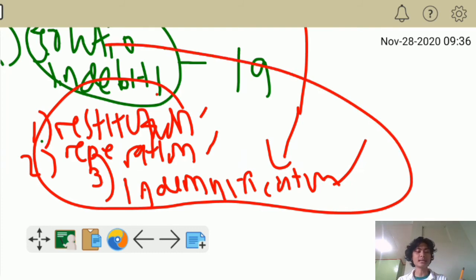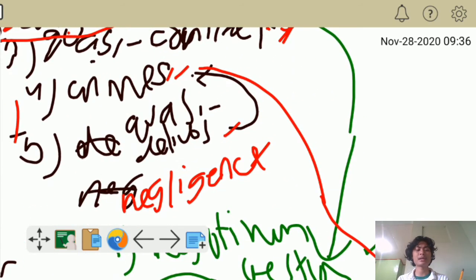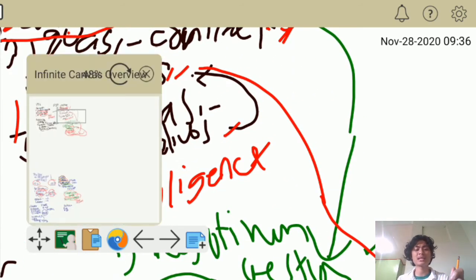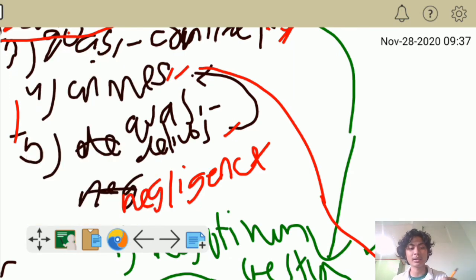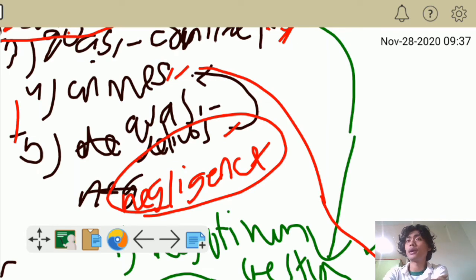And lastly, let's talk about quasi-delicts. Pag quasi-delicts, ibig sabihin, parang crime pero hindi natin sinasadya. May negligence tayong tinatawag. Halimbawa, may car ka, nag-drive ka sa Manila.